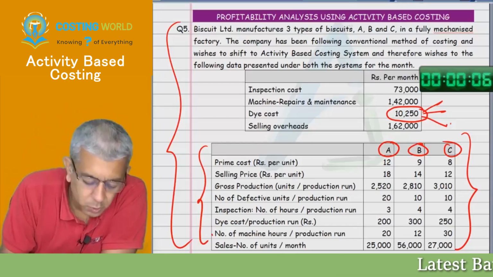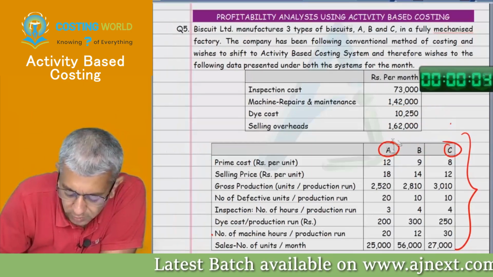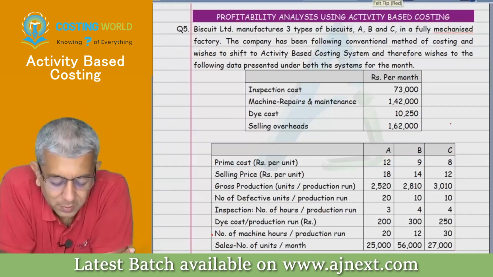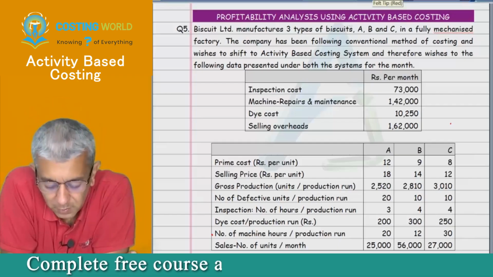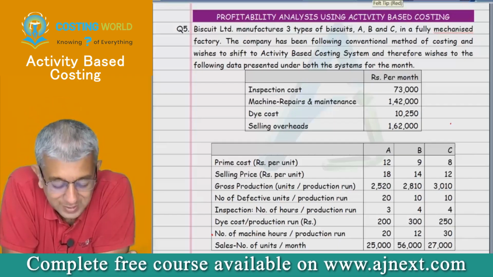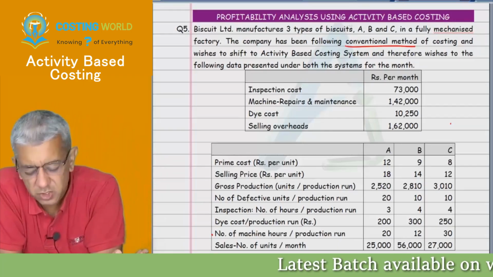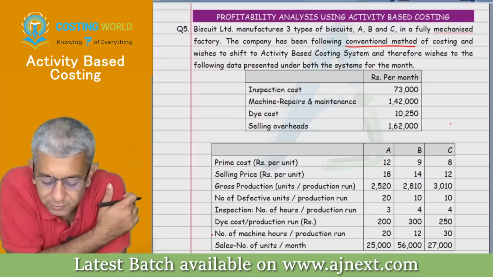Now, I'm reading the question, although I think that most of you should have got the breakup till now. Okay, I'm reading up the question now. Listen, Biscuits Limited manufactures three types of biscuits, A, B and C in a fully mechanized factory. So, these guys are manufacturers. The company has been following the conventional method, like say the traditional method, like say absorption costing.